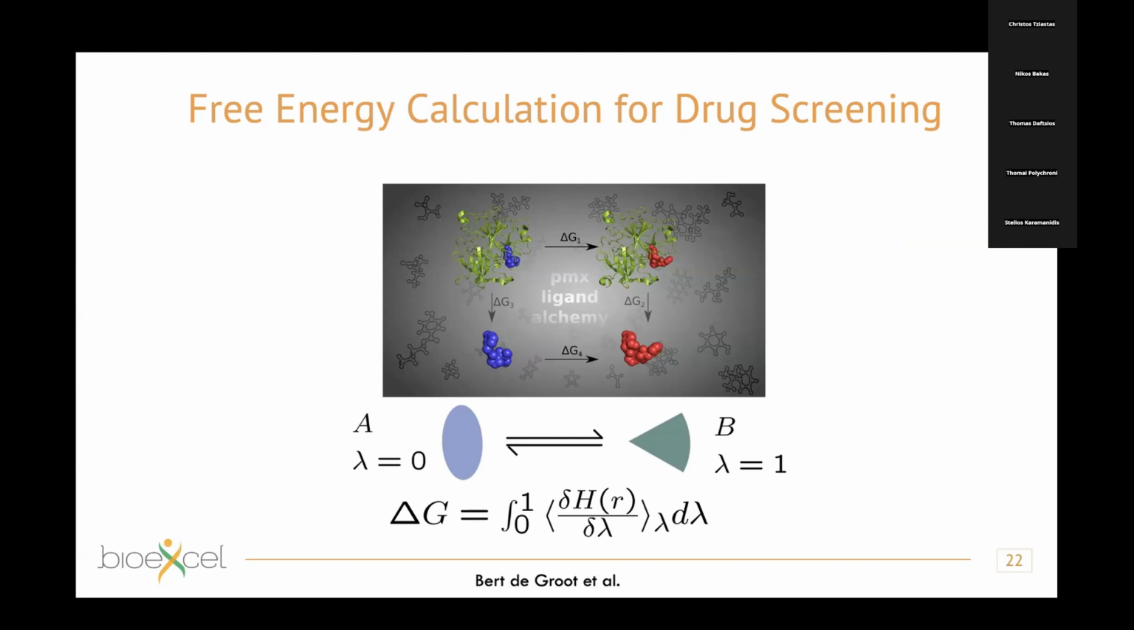So in a typical free energy calculation for drug screening, what one does is to calculate the delta G, the difference in the free energy between having one ligand replaced with another ligand, or removing the ligand completely. So this cycle of the free energy actually gives you at the end how much stronger the blue drug, for example, binds compared to the red one.